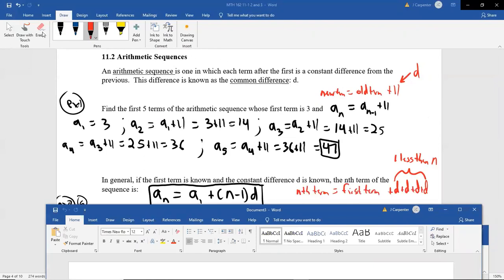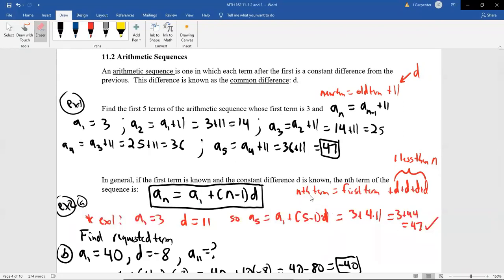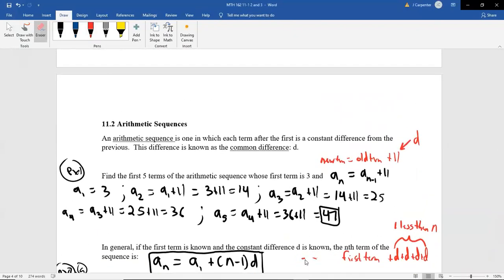In general, let me do this. Let me scroll down. Let's erase this, and then I'll undo that erasing. In general, if the first term is known for an arithmetic sequence, if we know that the first term, the second term, the third term, the fourth term are all just adding 7 to get to the next one, or adding 11, like in the example, to get to the next one, you don't need the middleman.